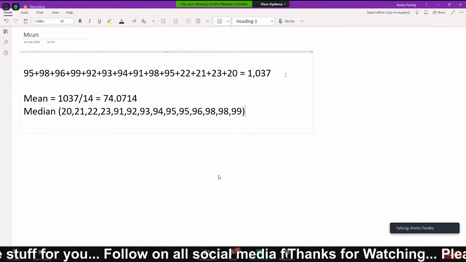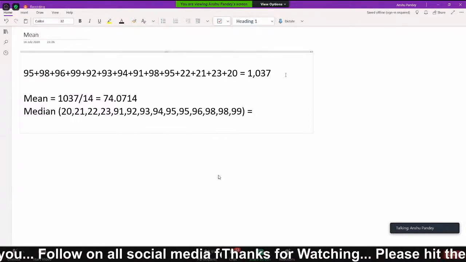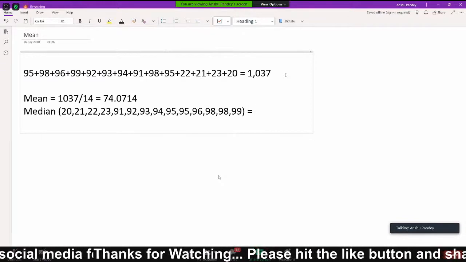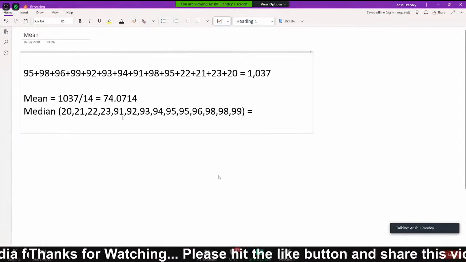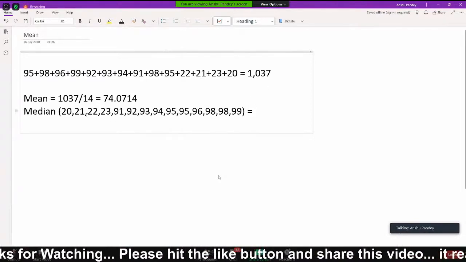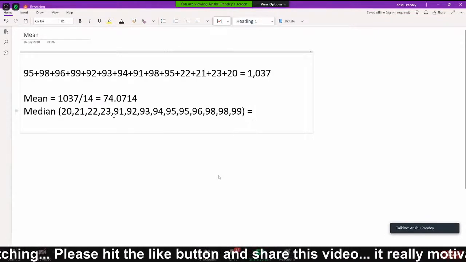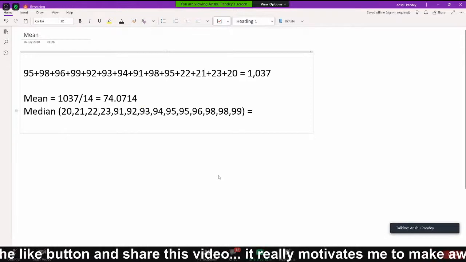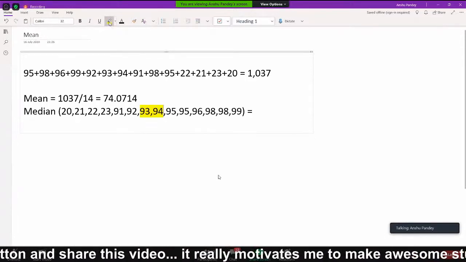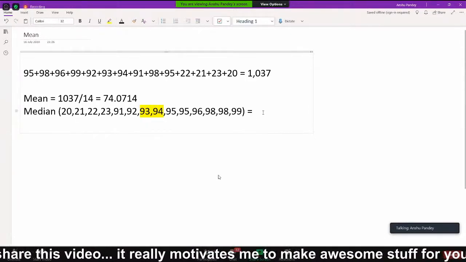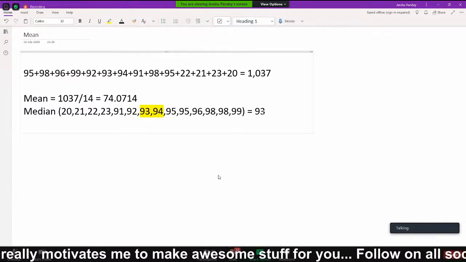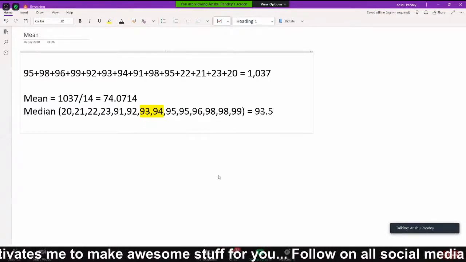So if this is the data, and I look at the median, there are 14 values, so the median is going to be the mean of the 7th value and the 8th value. 14 by 2 is 7, so the 7th value is this. So the median is going to be the mean, the average, of these two. So that's going to be 93.5. That's the median of the data.